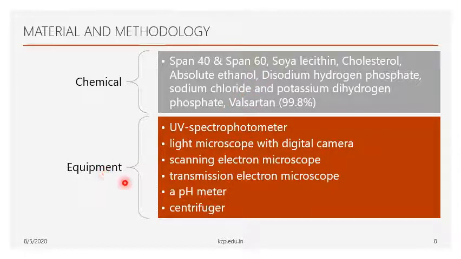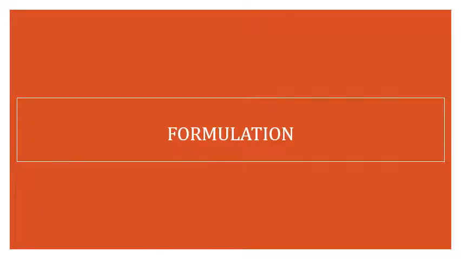Next is the equipment. What are the equipment? A UV light microscope with a digital camera, scanning electron microscope, transmission electron microscope, pH meter, centrifuges, etc. These are the equipment used in the preparation of the proniosomal formulation. And now let's see the formulation procedures.